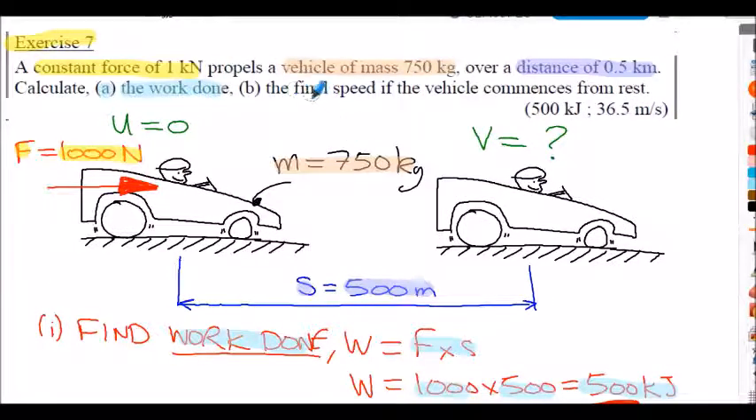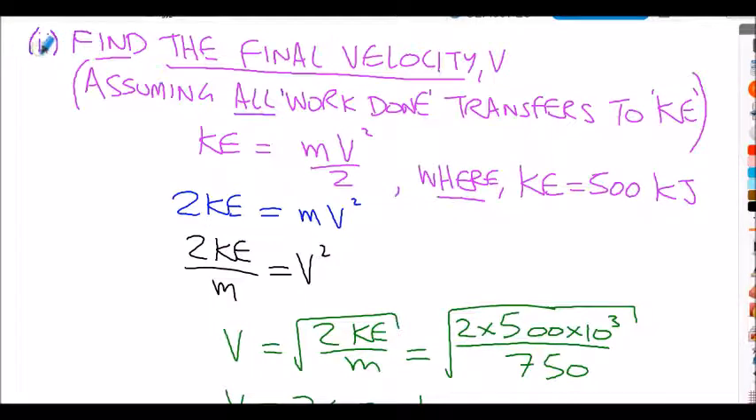To calculate the final speed of the vehicle commencing from rest, so initially the velocity was 0, we've got to find the final velocity. We will make the assumption here that all the work done on the vehicle goes directly into producing kinetic energy. In other words, we're going to ignore any friction losses in this particular case. So part 2, we're finding the final velocity, that's symbol V. We're going to assume here that all of the work done transfers into kinetic energy.